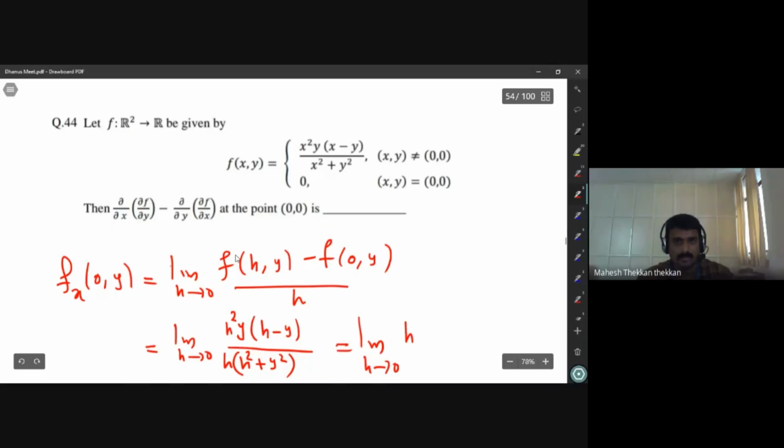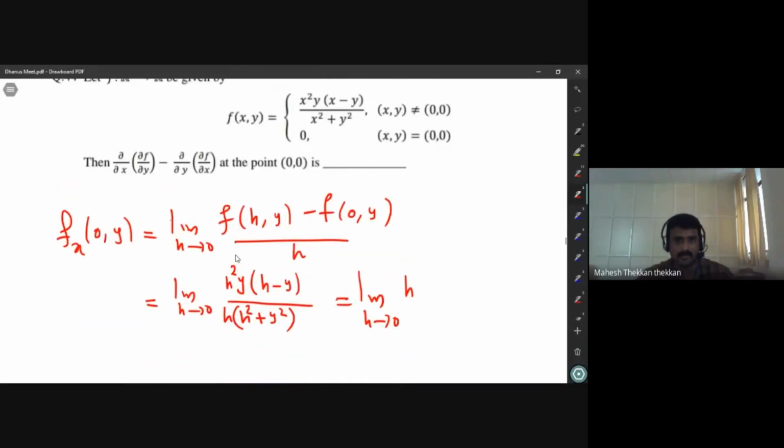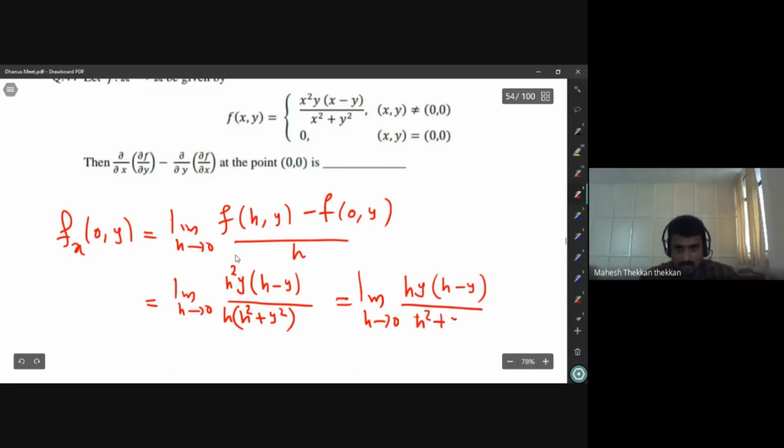What is that? h squared, correct? So what remains is hy divided by h squared plus y squared. As h tends to 0, what will you get in the denominator? y squared. What about the numerator? You will get 0. So this quantity is 0, right? So fx at (0,y) you will get 0.